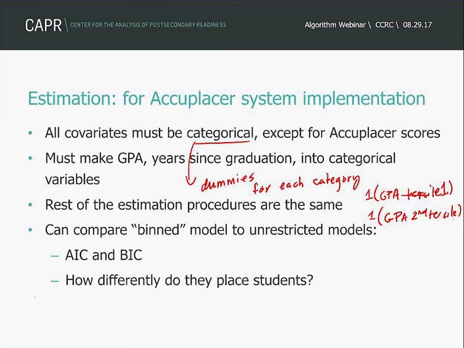And given this constraint, you might want to know how this is affecting the model. You can compare this binned model with your unrestricted models. You can compare it in terms of the AIC and BIC, but you can also see how many placements it changes. So you could create a variable which looks at the placement under one model and the placement under the other, and just count the number of times those are different. So that's one way to do this here.